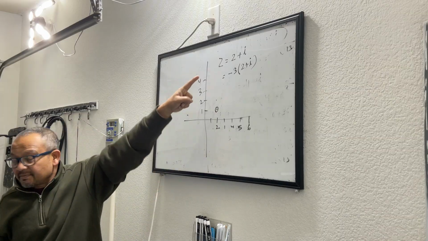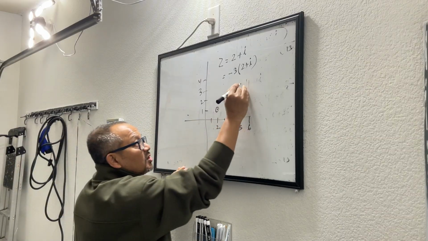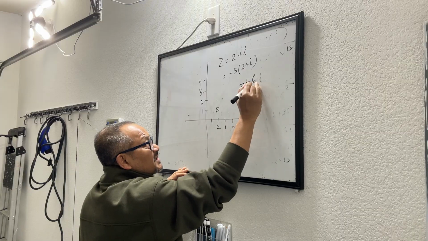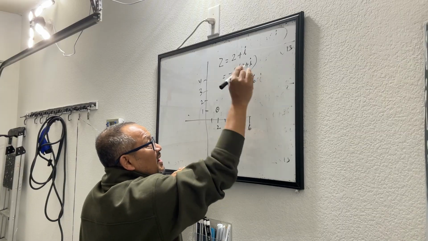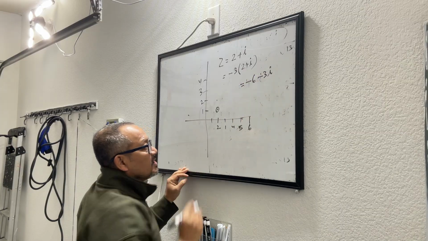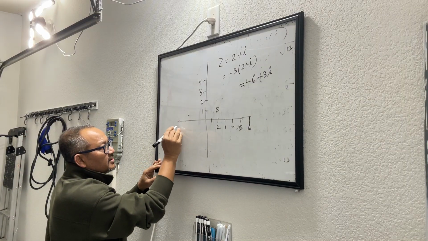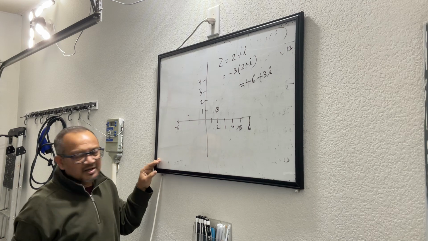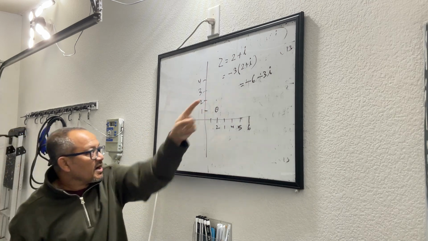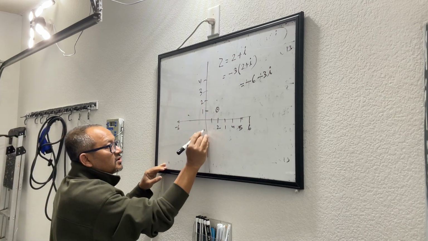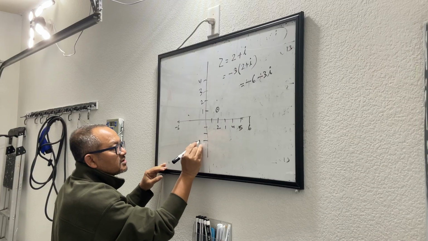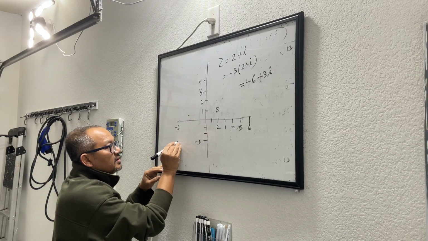When I multiplied that by minus 3, what happened was, it became minus 6 minus 3i. So minus 6 somewhere here, I'm just making it up, and minus 3i. So we are talking about 1, 2, 3, minus 3 here. It came here.